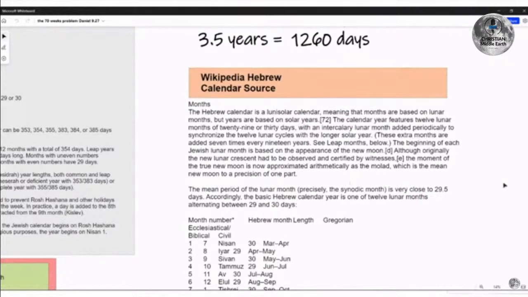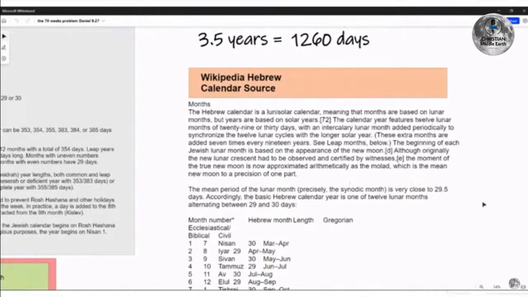The calendar year features 12 lunar months of 29 or 30 days, because the lunar cycle is not perfectly 30 days. It's 29.5 days on average. So 29 or 30-day months with an intercalary lunar month added periodically to synchronize the 12 lunar cycles with the longer solar year. In other words, it's about 11 days short on a year with 12 months. Well, let me keep reading.